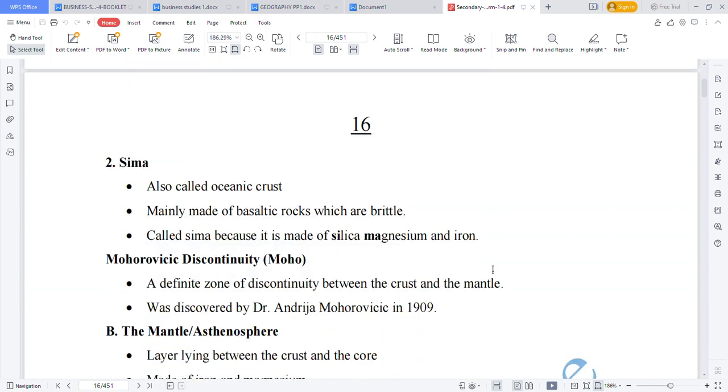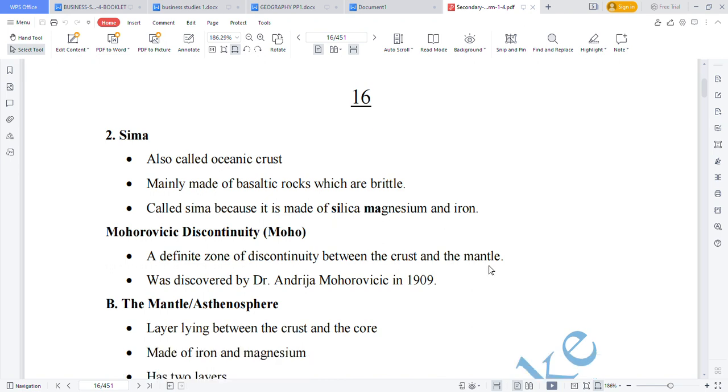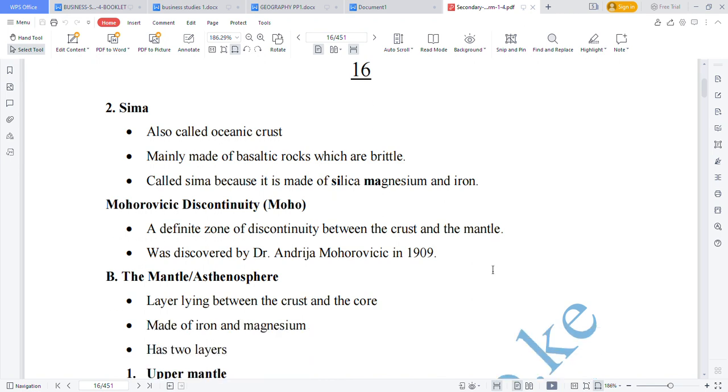Number 2 is Sima, also called oceanic crust, made up of basaltic rocks which are brittle. It is called Sima because it is made up of silica, magnesium and iron.